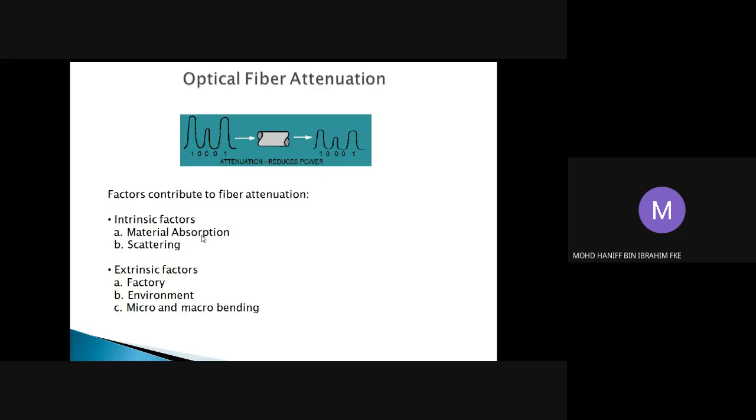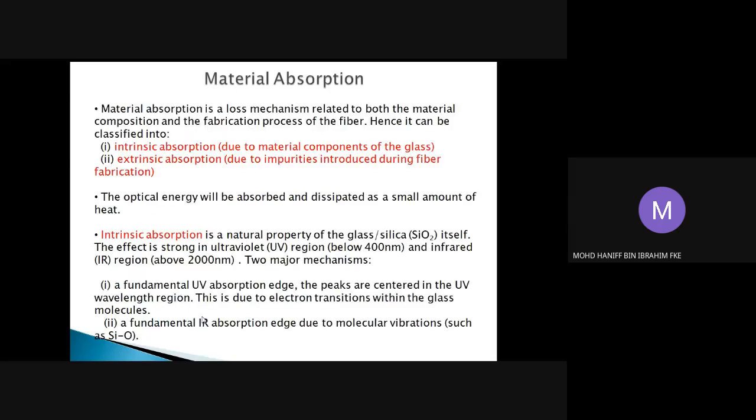Okay, the extrinsic factors are actually due to the fabrication, the factory setup of the fabrication, the environment, and also the macro and micro bending. Macro and micro bending is something actually caused by human factors. So we categorize these under the extrinsic factors. Okay then. All right, so hopefully you understand these issues of attenuation, the effect of attenuation. Let's have a look at the first factor, which is material absorption.